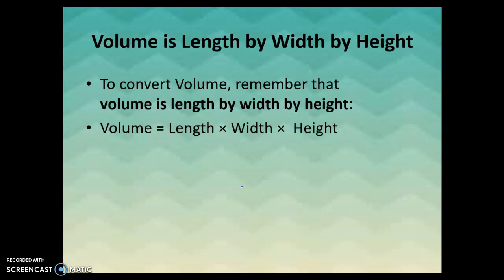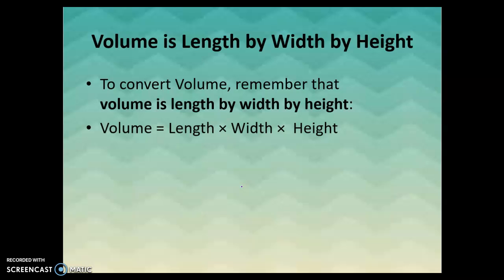Now, volume is related to area, it just builds on area. If you remember, area was just length times width. It was the amount of surface area. But since volume is 3-dimensional, we want to know not just the surface area, but all of the capacity. We've got to include our third measurement: length by width by height. To calculate volume, remember that volume is length by width by height. So again, length, width, and height. That's for cubes and for rectangular shapes, not for all shapes.